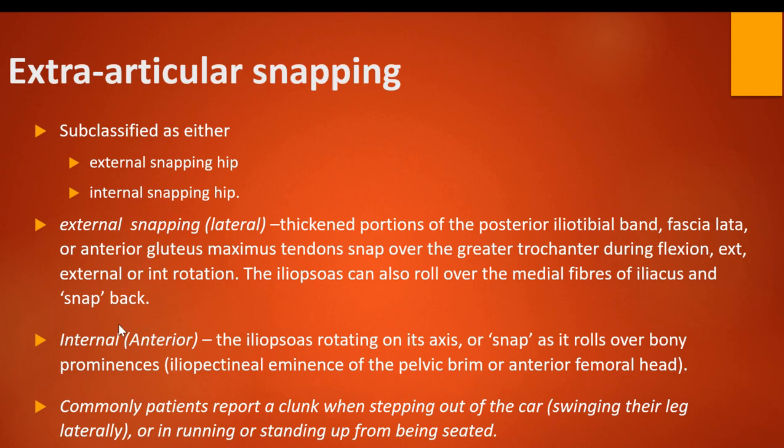Then we have the internal snapping hip. Internal refers to an anterior cause. The iliopsoas can rotate on its axis, or it can snap as it rolls over a bony prominence called the iliopectineal eminence. The pelvic brim can also be a source, or little bony ossicles and anterior labral osteophytes near the anterior femoral head. A lot of patients will report a clunk when they're swinging their leg, taking the first step out of their car, standing up from being seated, or running. These are all the sorts of clinical history that are helpful to direct our study.